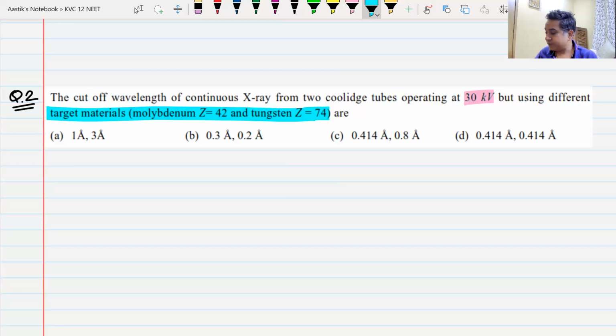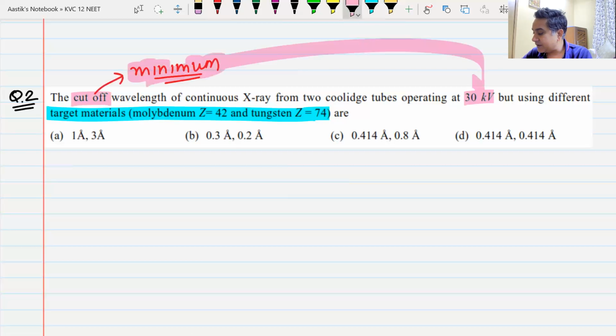You did not need to calculate because you could have used your brains and gave me the answer straight away. How? Remember this cutoff wavelength. When I say cutoff wavelength, two things you have to understand. Cutoff wavelength means minimum wavelength. Do we understand this? Now this minimum wavelength only depends on your cutoff voltage. It does not depend on your metal. So this cutoff wavelength would be the same. It does not depend on the metal.